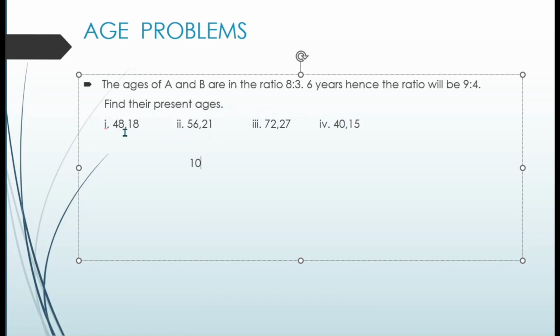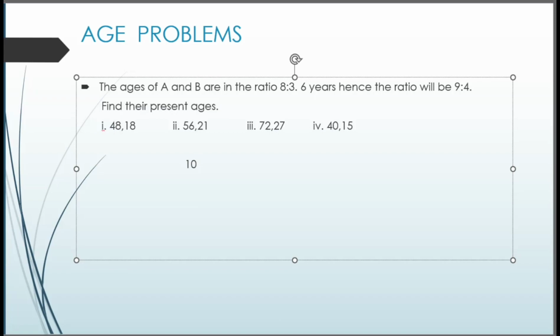So let's check it. 48 is to 18. If we reduce it by 6, we are getting 8 is to 3. So it might be an answer. 56 is to 21, if we are reducing it by 7, it is getting again 8 is to 3. So the examiner might be very wise. He might be putting in the options all the ratios which would be coming exactly to 8 is to 3.